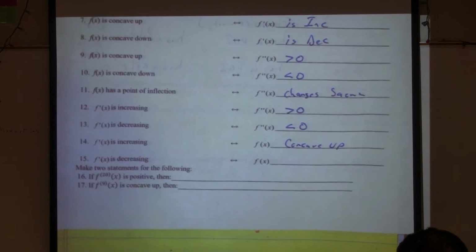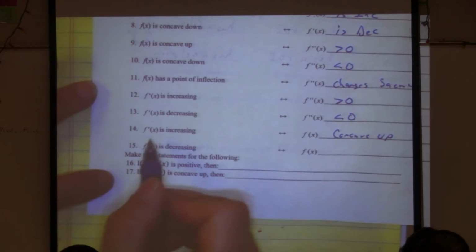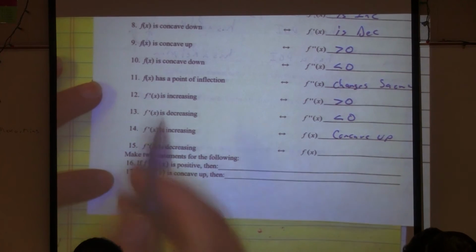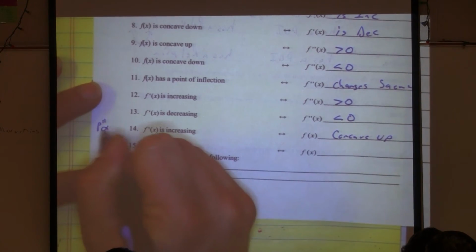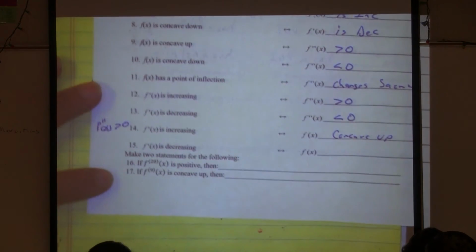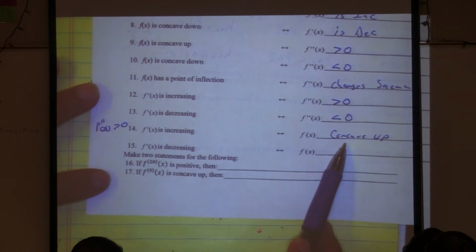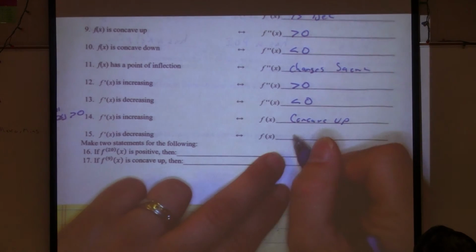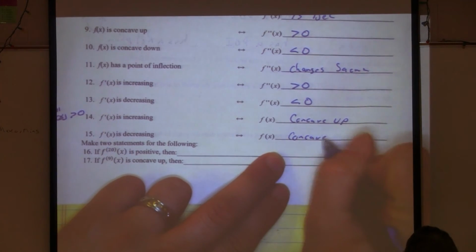How do I know that? Well, let's think about it relating to the second derivative, right? If the first derivative is increasing, that means the second derivative has to be positive. And if the second derivative is positive, the original function is concave up, right? What's this one going to be? Concave down.